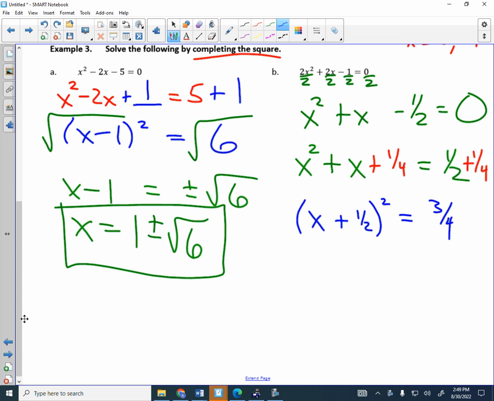Shoulders in the way, broad shoulders. Mr. Gans, your broad shoulders are in the way. Thank you.